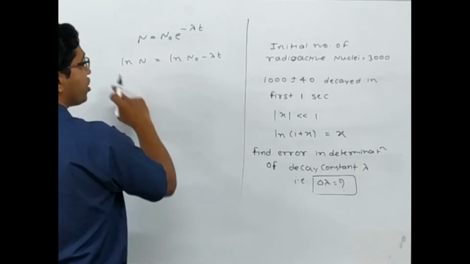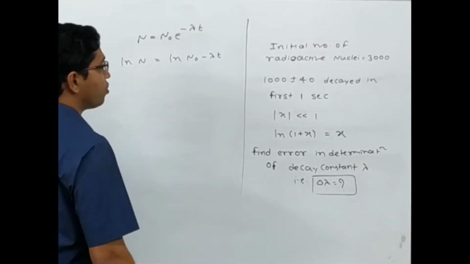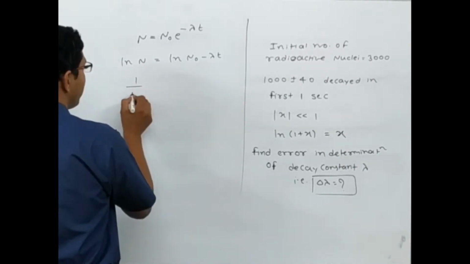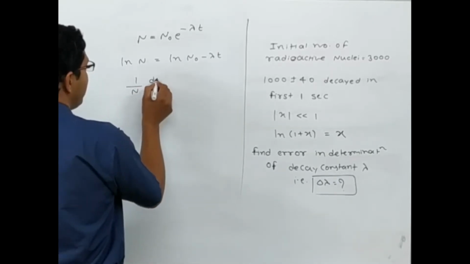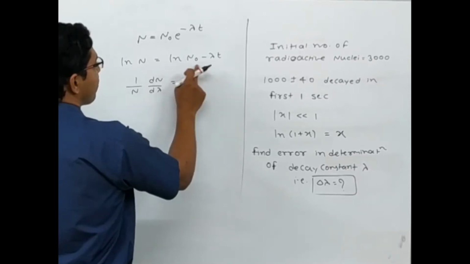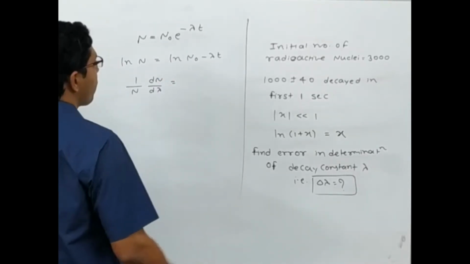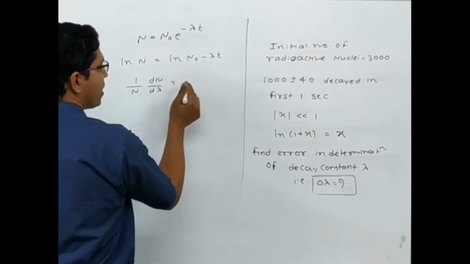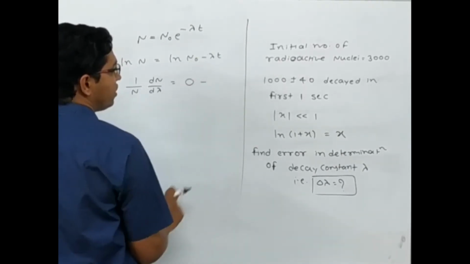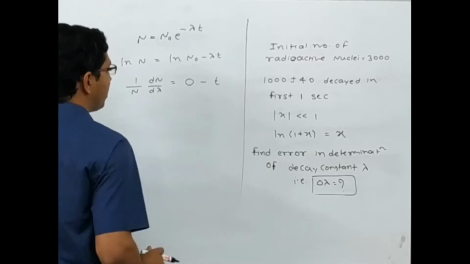Then I'll differentiate this whole term with respect to lambda. Then what I'm going to get is 1 by N and dN by d lambda. This is nothing but, now this value is a constant value, ln N naught, so its derivative will be 0, and if I differentiate this, it will be minus t.